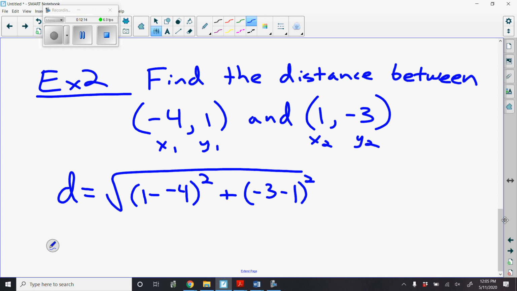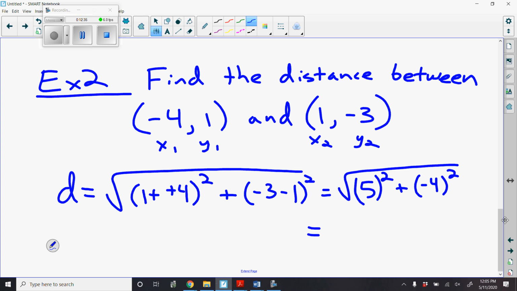Now 1 minus -4, I know that means 1 plus 4. 1 plus 4 is 5. So I'm going to say square root of 5 squared. Plus -3 minus 1 is -4. Okay. I know 5 squared is 25. And I know -4 squared, again, is +16. I know 25 plus 16 equals 41.